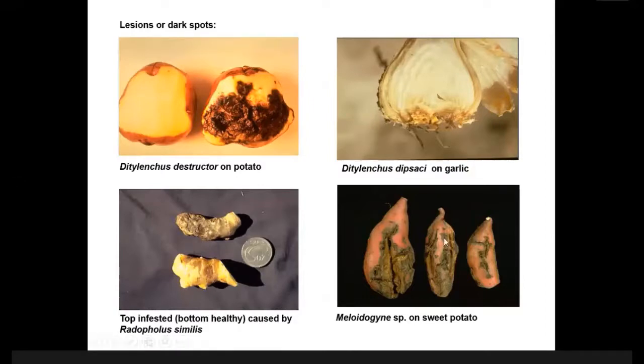And another symptom you can see here, Meloidogyne species on sweet potato. You can see here the development of cracks on the infected sweet potato because of the attack of the root knot nematode Meloidogyne species.